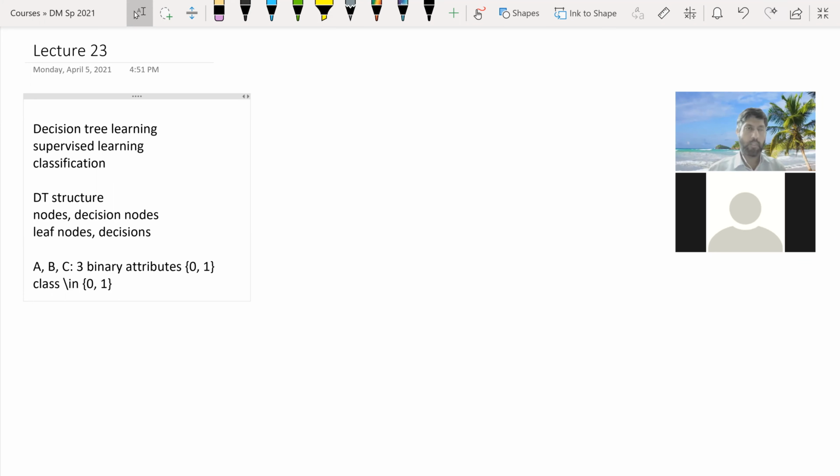You can have more than 3 attributes. Each of those attributes can have more than 2 possible values. And of course, the class attribute can also have more than 2 possible class labels. Okay.